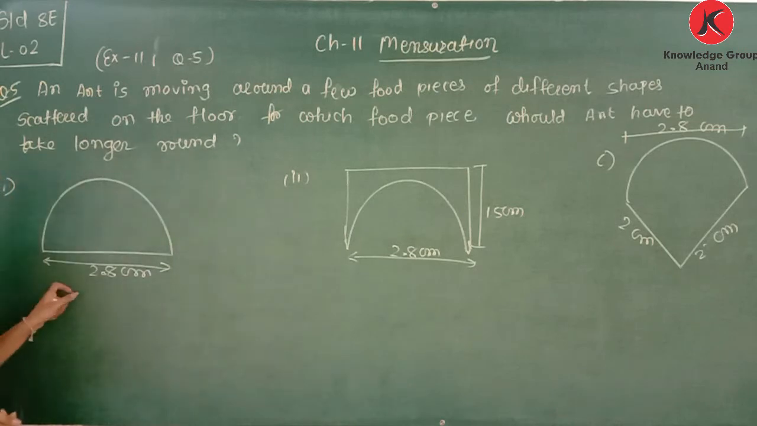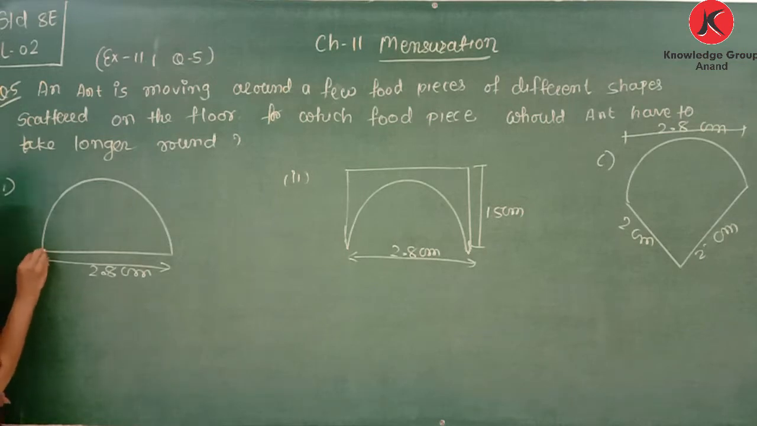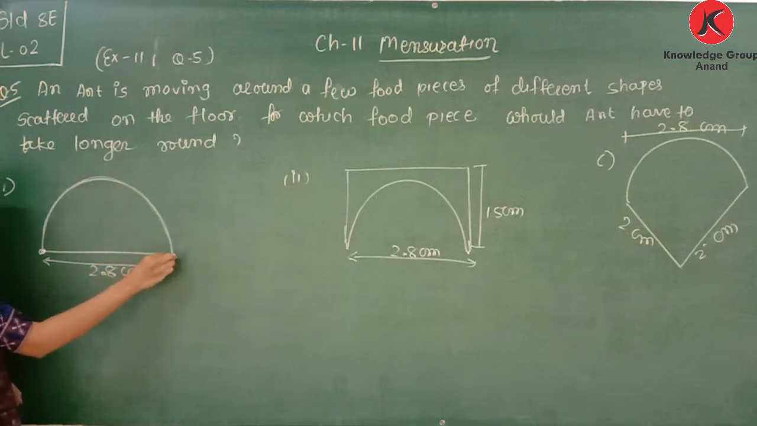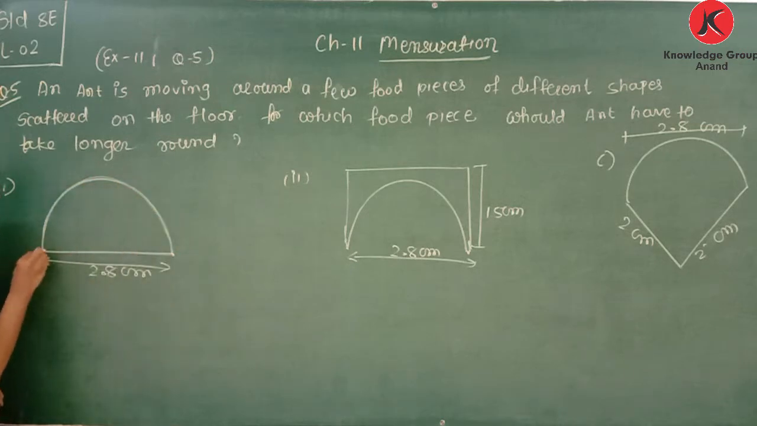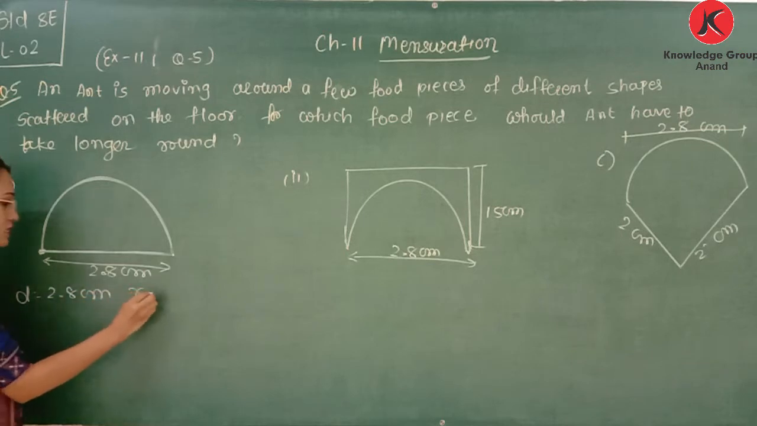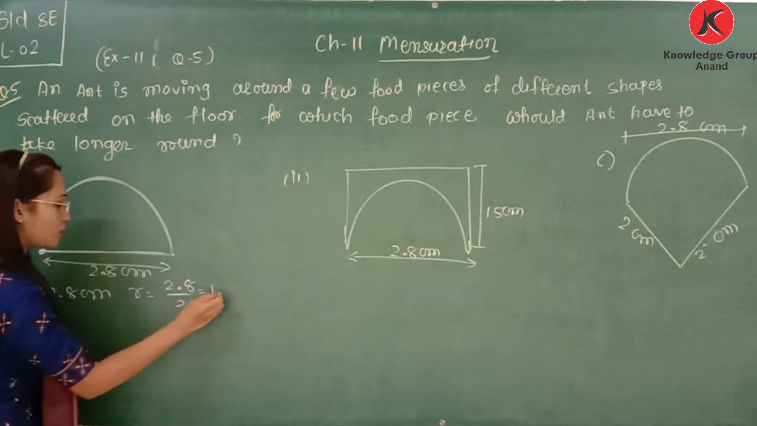So for that we need to find the perimeter of each food piece, and for the perimeter we need to consider the different shapes. So which shape is this? It is a semicircle. So we need to find the perimeter, or circumference, of the semicircle. If we consider the ant is here, then it moves from this place around the semicircle, around the boundary, and from this point it comes back to the origin. So we need to find this length. Now what is this length? It is the circumference of the semicircle, and this is the diameter of the semicircle, that is 2.8 centimeter. So the radius will be 2.8 by 2, that is 1.4 centimeter.